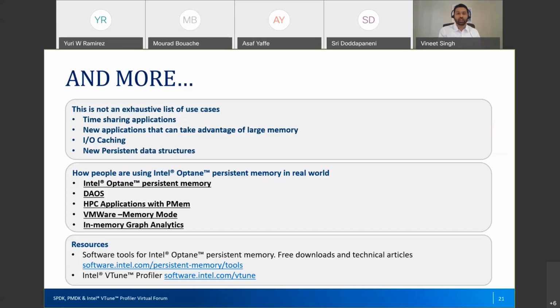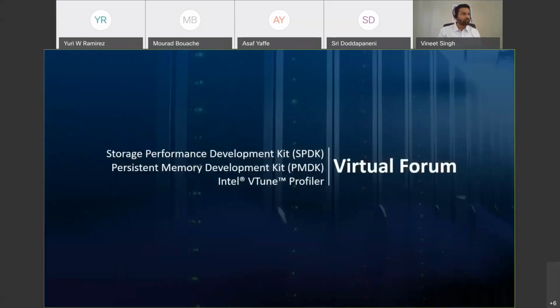Some of the resources regarding our tools that can help you determine your application's suitability for PMM are available at the persistent memory tools link that I have provided here, and VTune. You can find VTune at software.intel.com/Vtune, and VTune has a bunch of features that can help you both determine the suitability of your workload for persistent memory, as well as, once you have the hardware, help you understand your performance and tune it for persistent memory. So that was all from my side.